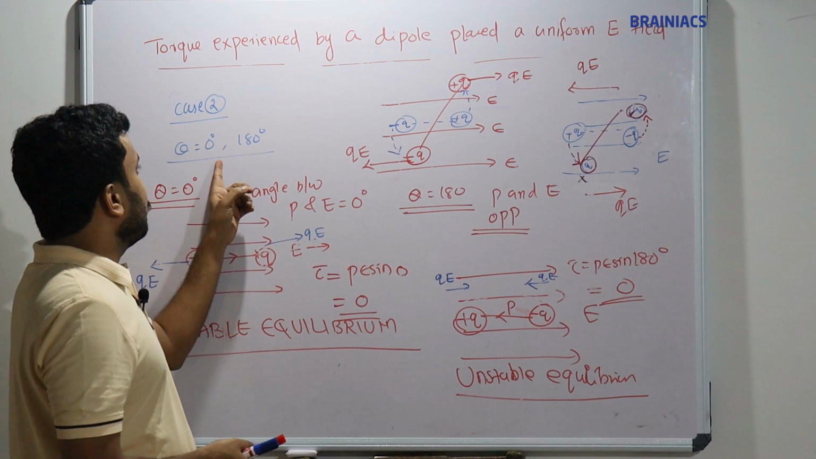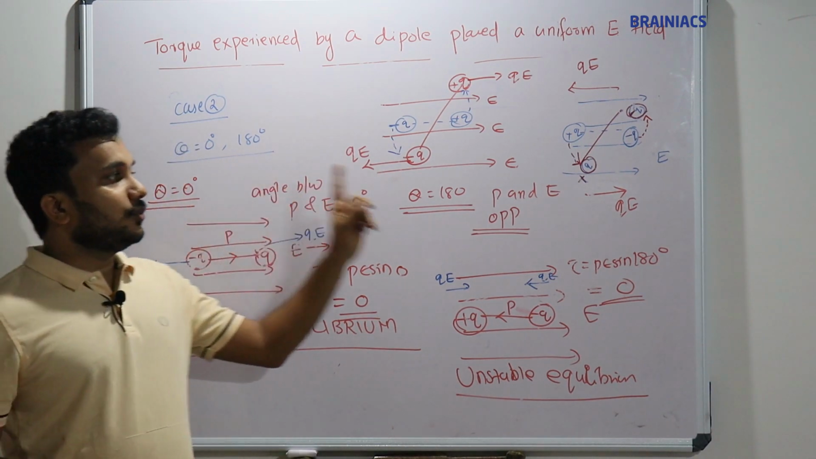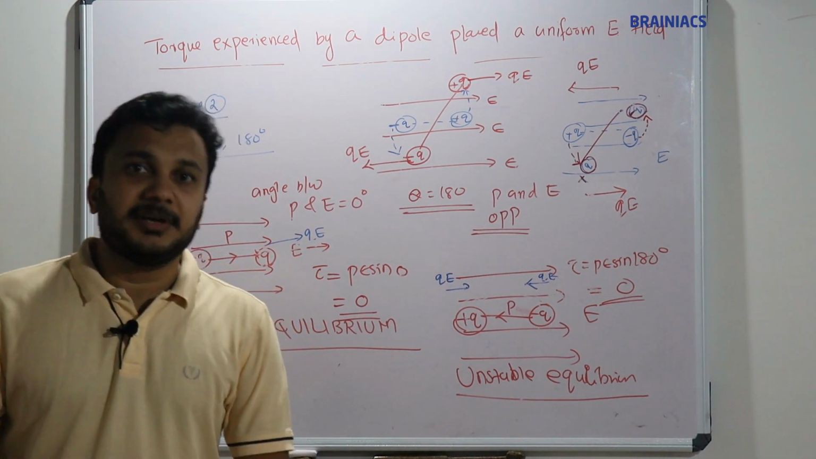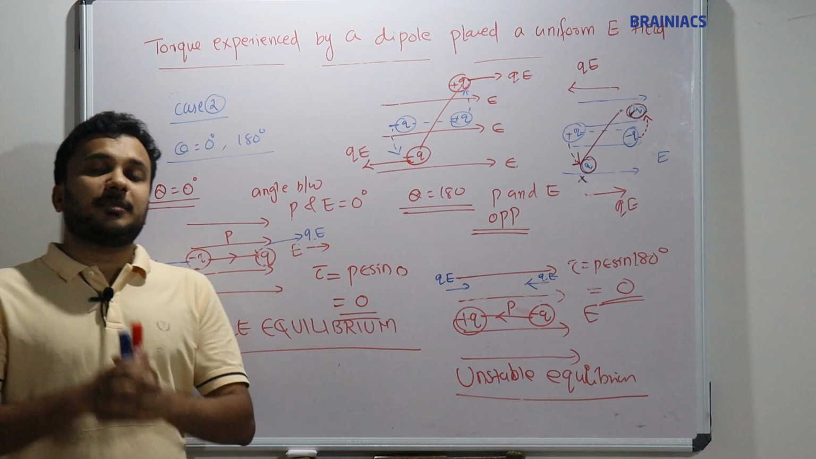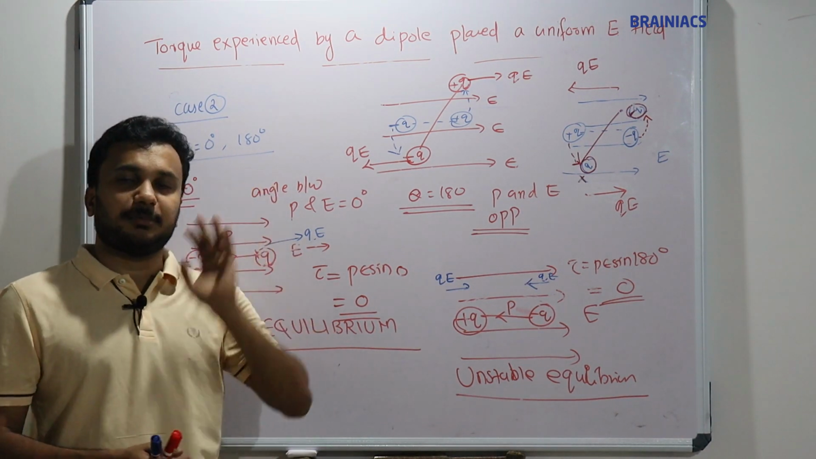So theta equal to 0 is a good example of a stable equilibrium, and theta equal to 180 degrees is the best example of an unstable equilibrium. At theta equal to 90 degrees, maximum torque will be there. Angle between P and E equal to 90 degrees is our case number 1.